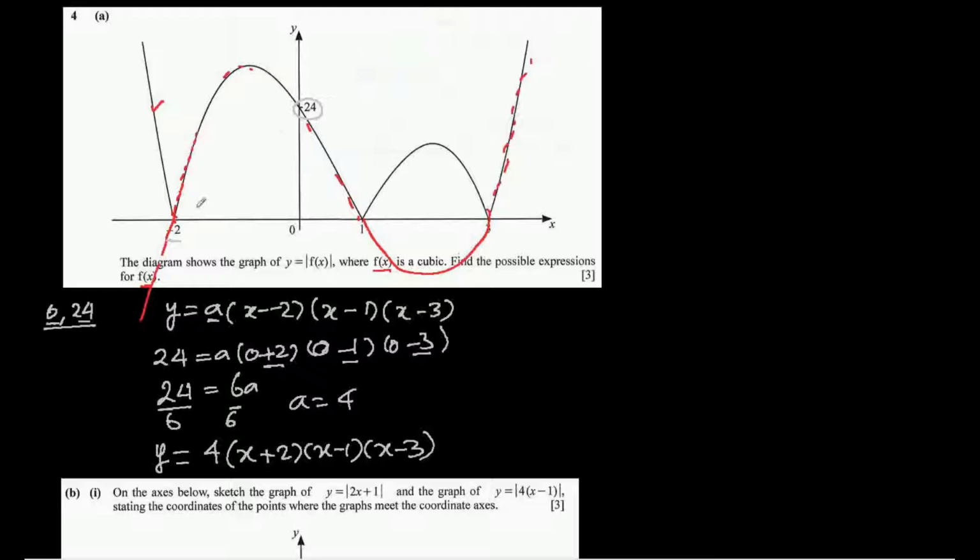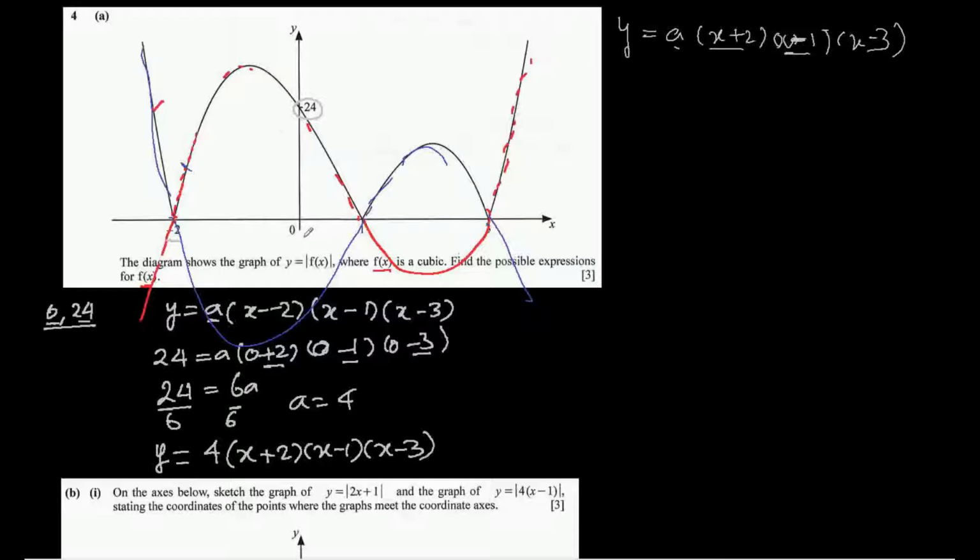Second possibility is that this part was reflected, right? So this remains our original graph, this part, but we reflect this one. And this one was also an original part, but this part was reflected, so we will write here. So this blue color becomes our second possibility, and we will use exactly the same method, y equal to a, x plus 2, x minus 1, x minus 3. To find the value of a, we need a point, and the x-intercepts are exactly the same. That's why I wrote this.